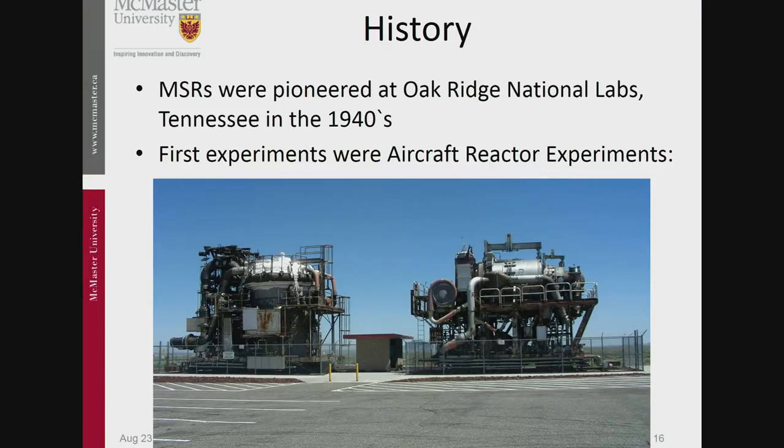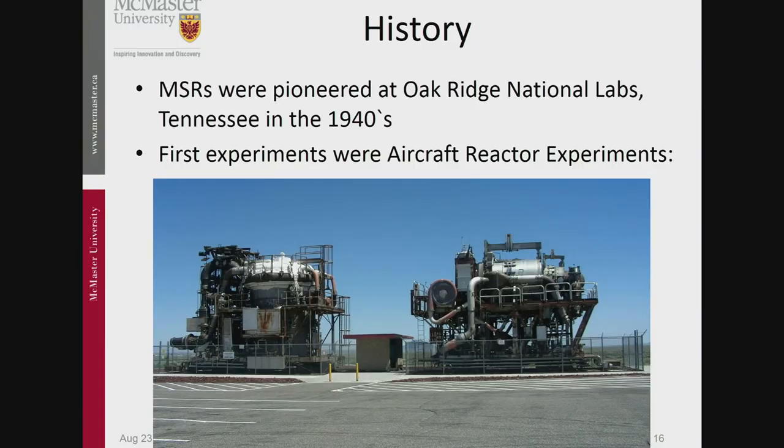The molten salt reactors were, as most people maybe know, pioneered at Oak Ridge National Labs in Tennessee in the 1940s. Oak Ridge was one of the labs that was built to build the nuclear bomb of the Americans. So it is the middle of nowhere, more or less, and has all these facilities. But then after the war, they went on and started to build aircraft reactor experiments.